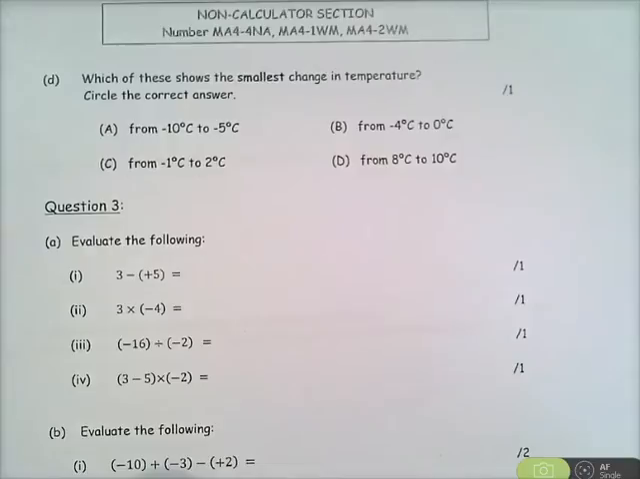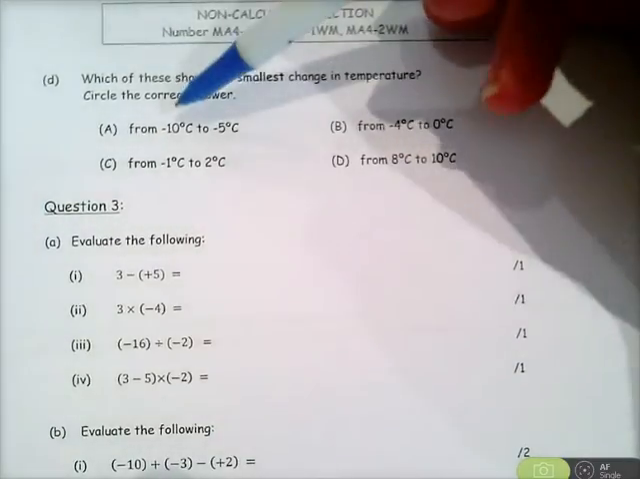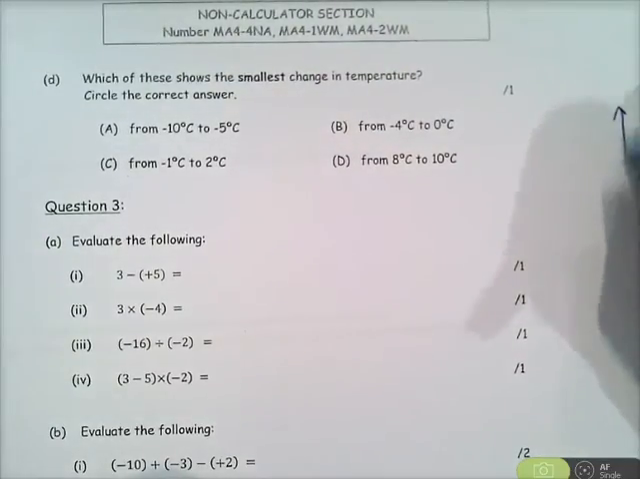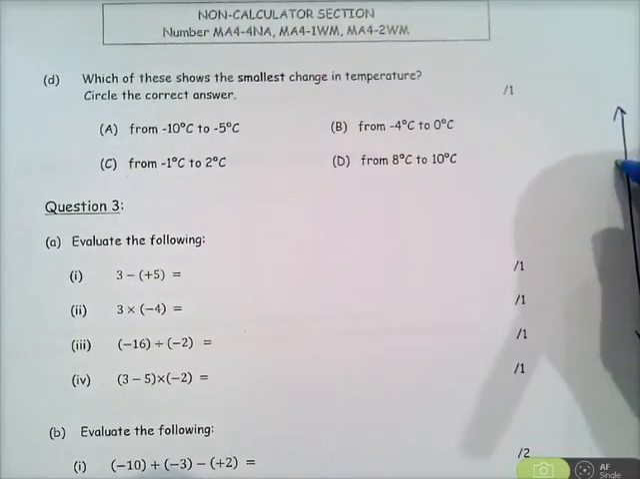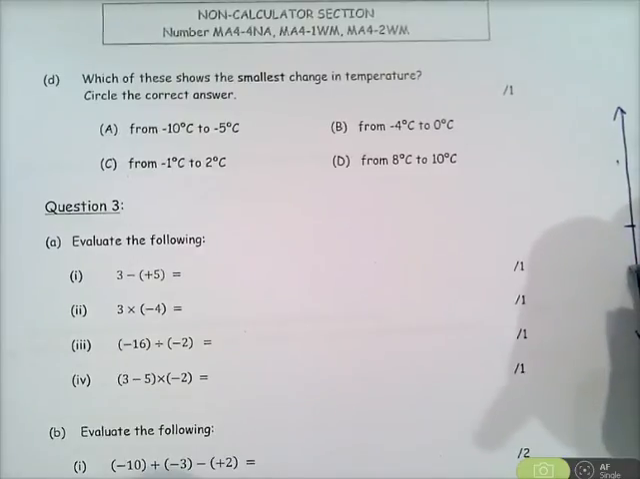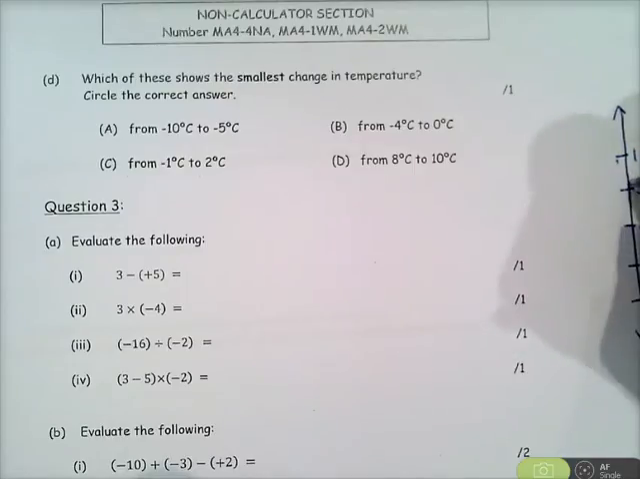Please pause the video and try these and then restart when you're ready. It says, which of these shows the smallest change in temperature? So I'm going to draw a little scale here. Okay, I'm going to put 0 here. I'll just go down by 5. So -5, -10, I'm going to go up to 5, up to 10. Remember, we've got all little dashes in between with all the other numbers in between.